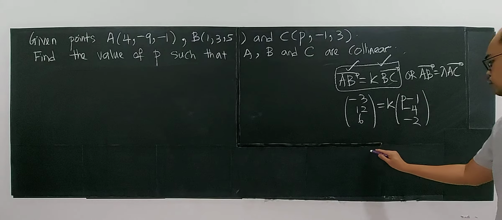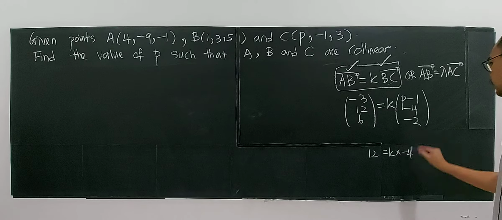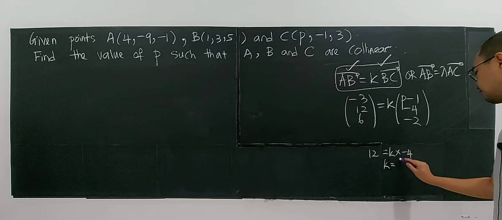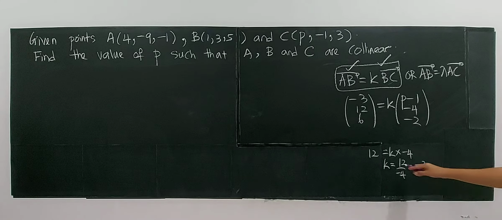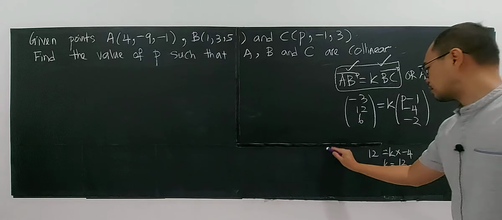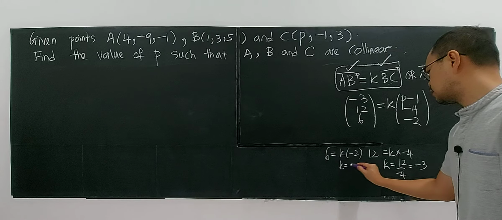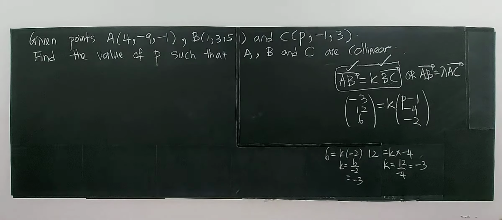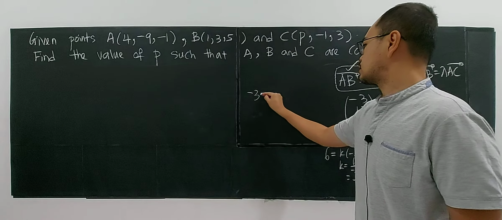You can see that 12, right? This dimension and this one. So it's K times negative 4, right? Negative 4, you're getting 12. So it means that K is the same as 12 divided by negative 4, which gives you negative 3, right? The same thing also if you use 6. If you use either one, 6 equals K times negative 2. So K will be 6 divided by negative 2, you will still get negative 3. It means that K is a negative number, alright? So therefore, you know that negative 3 is K.